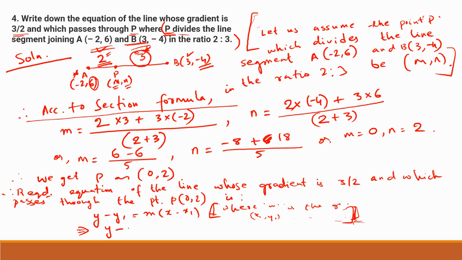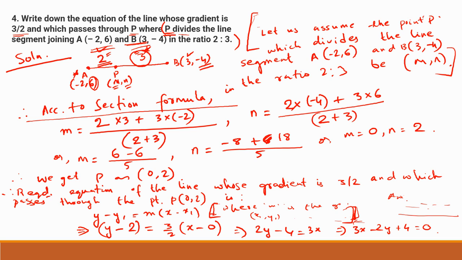Oh, you got the point, right? 2. y minus 2 equals m, which is 3 by 2, times x minus 0. So from here you get 2y minus 4 equals 3x. You basically get 3x minus 2y plus 4 equals 0. Hope this is clear to you guys. Now after this you can write a proper answer. Hence the equation is 3x minus 2y plus 4 equals 0. Hope this is clear to you guys, right?